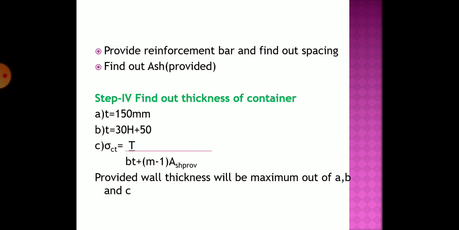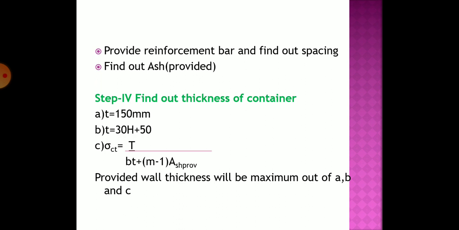Then provide the reinforcement, determine the spacing for the provided reinforcement, and from the spacing determine the ASH provided. ASH provided means the area of hoop reinforcement which is actually provided. We can determine it by spacing. How can we determine it? The formula is area of single bar upon spacing into 1000.